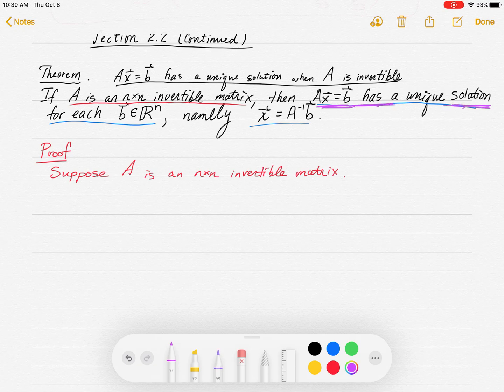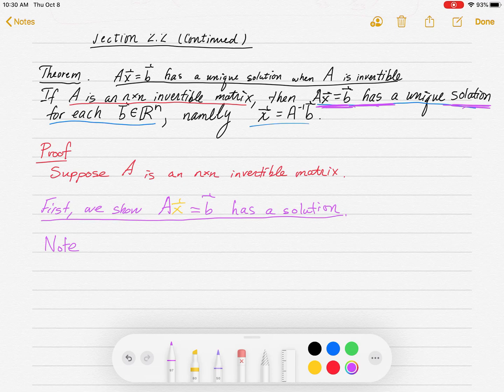So first, we have to show that there exists a solution. So first, we're going to show that AX equals B has a solution. That's the first step. So first we're going to show there is a solution, then we're going to show it's unique. Unique means only one.